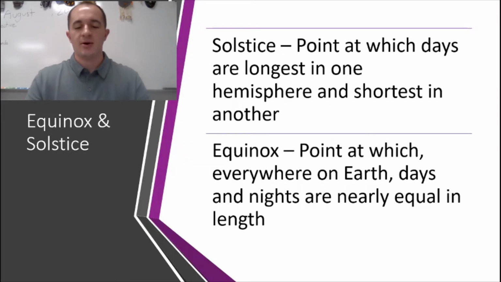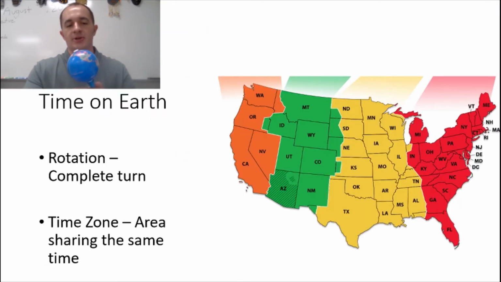Okay, so we talked about how the Earth revolves around the sun, and we talked a tiny bit about how it rotates. So we're going to talk more about that. A rotation is a complete 360-degree turn. We also know this as a day. This takes about 24 hours. So one rotation is one day.